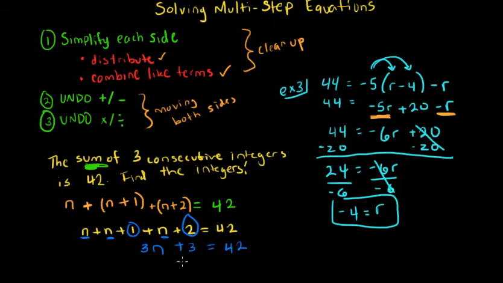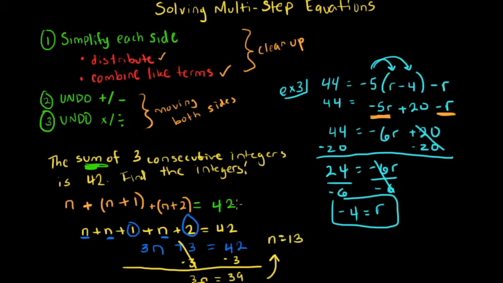So I'm going to switch back to yellow. Let's subtract 3 on both sides. 42 minus 3, that's 39. We're left with 3n. So we divide both sides by 3, and I'm running out of space. I hope you can see that. 39 divided by 3, n equals 13.